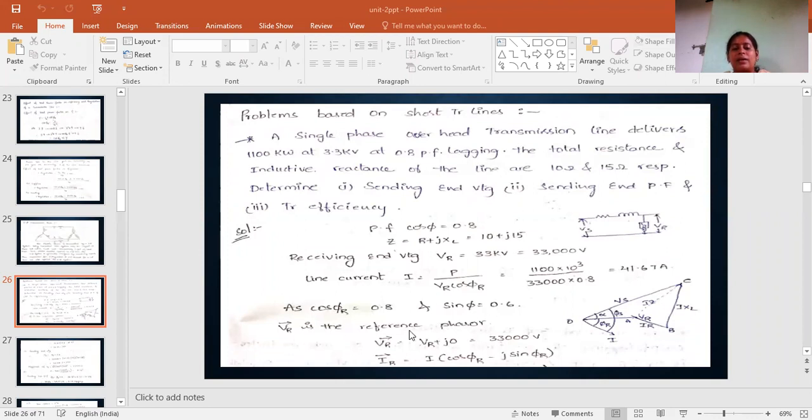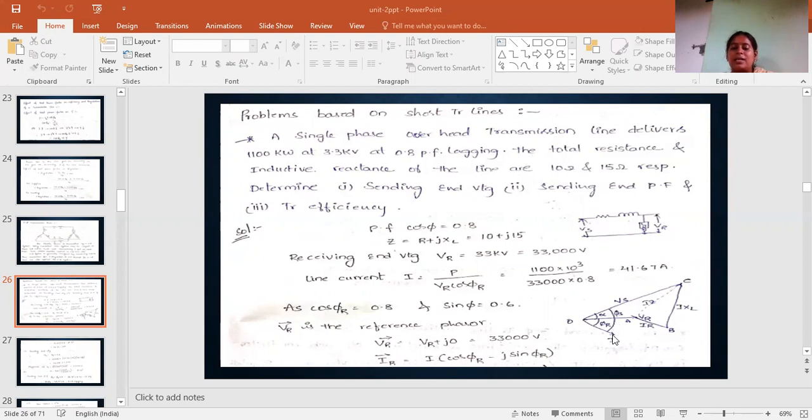And in any problem given, we draw the phasor diagram and circuit diagram also. This is the representation for the short transmission lines. Okay, and R and L are there, so in the problem R and L are given, so it is a short transmission line. Okay, and for the short transmission lines, first of all we will write the given data and then the phasor diagram also.